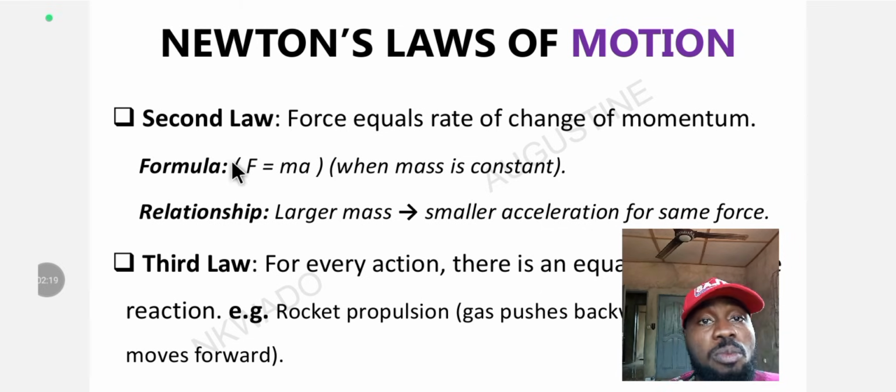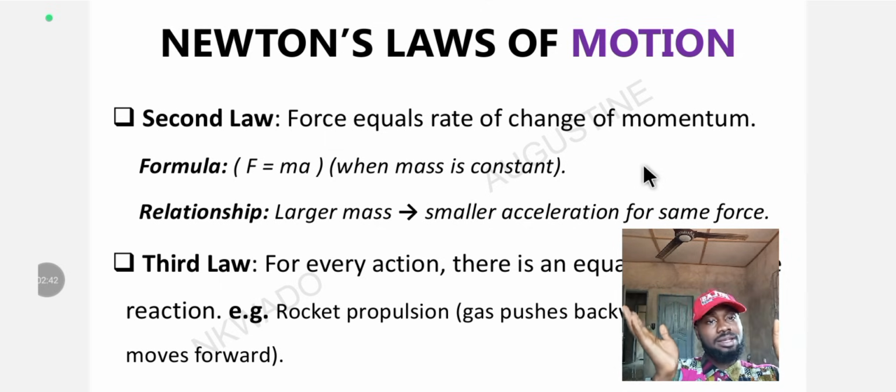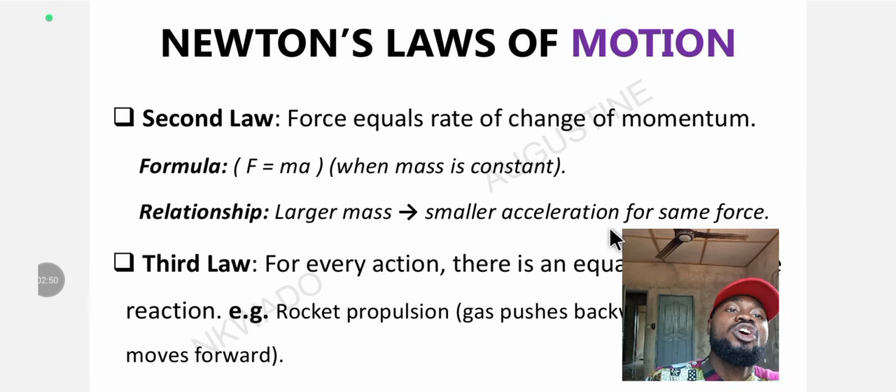So let's look at the formula of Newton's second law. This is the formula. F is equal to mass times acceleration, which is force. When mass is constant, the relationship is that larger mass is inversely proportional to smaller acceleration for the same force. So when the mass of the body or the object is high, what is the effect on the acceleration of the body? The effect of such a mass on the acceleration of the body is smaller acceleration.